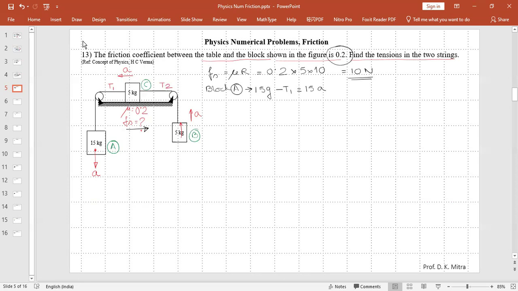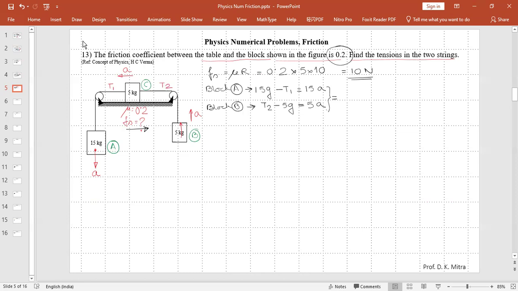And let's say block B. Take block B. From block B, what do we get? Upward tension is T2 minus downward force is 5G, is equal to mass 5 into acceleration A. These are the two equations we get.